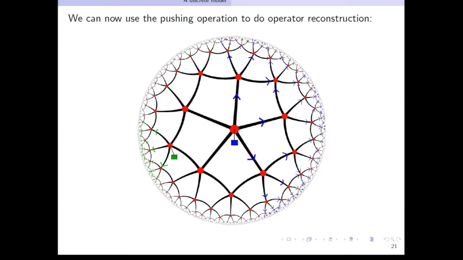Yeah. Okay. One sentence: in this model, you can reconstruct the entanglement wedge, not just the causal wedge. Okay. I'm happy to discuss that with the experts later.